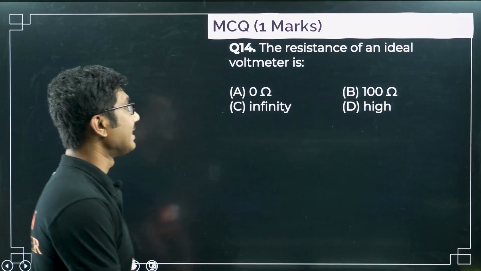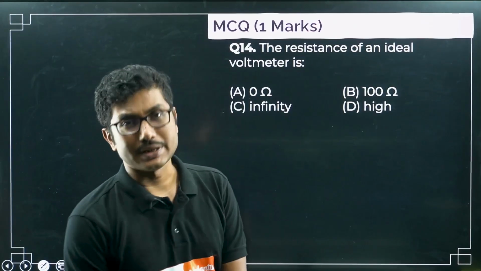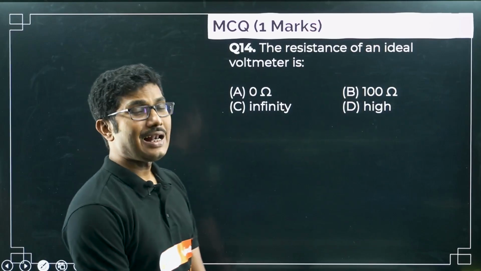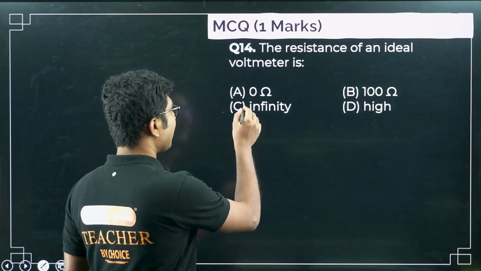Question number 14. The resistance of an ideal voltmeter is infinity.